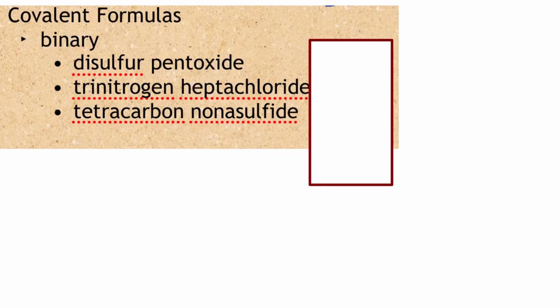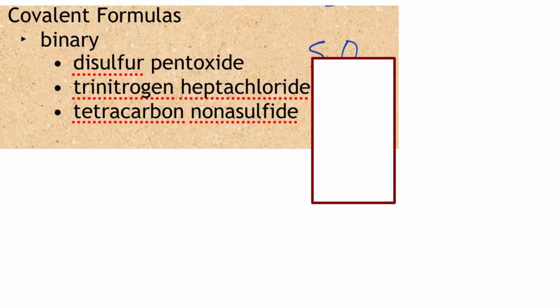Writing the formulas for covalent compounds is probably the easiest thing that we could do. I'm just looking here at our prefixes. Di means 2. Sulfur, we have memorized, is just S, and so that means S2. Pent is 5, oxide is oxygen, so when we write that formula, it's just 2 sulfur, 5 oxygen. So let's see, disulfur pentoxide.